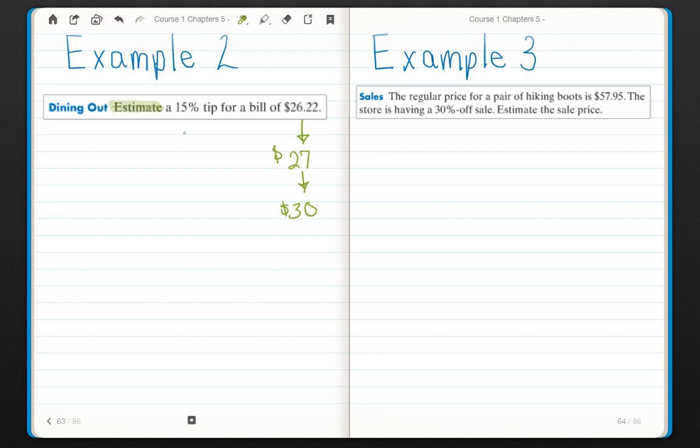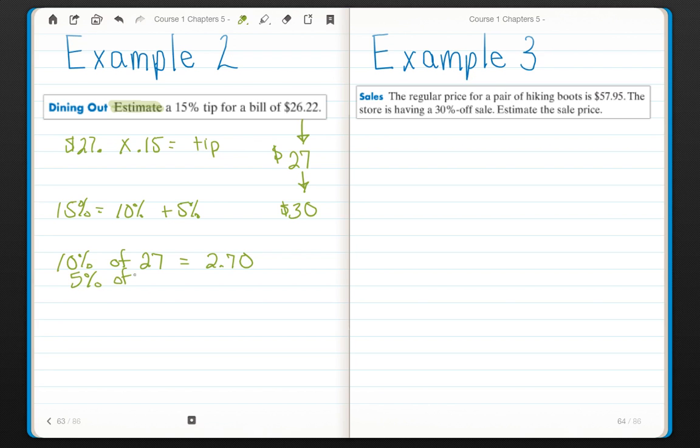So, again, you have two choices. You can take the $27, multiply it by 0.15, and come up with your tip. Method 2 is to break that 15%. 15% is the same as 10% plus 5%. So 10% of $27 equals $2.70.